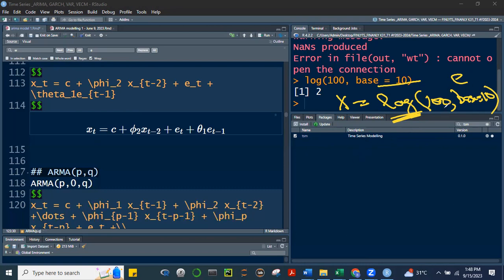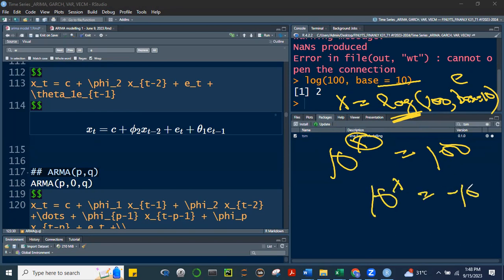So what does this mean? Base 10 means, what is the value of 10 raised to the x such that the value will be equal to 100? The value here is 2 because 10 raised to the 2 is 100. However, for 10 to the x equal to negative 100, you cannot find a value of x so that if you multiply 10 by itself x number of times, you'll get negative 100. That's not possible. So it's non-existent. For the log, the range of the value should be all positive numbers.